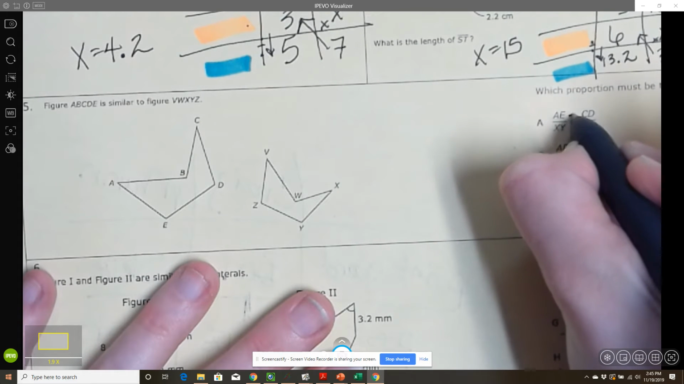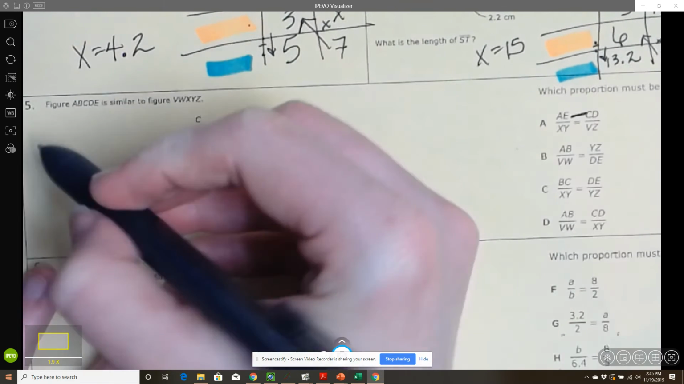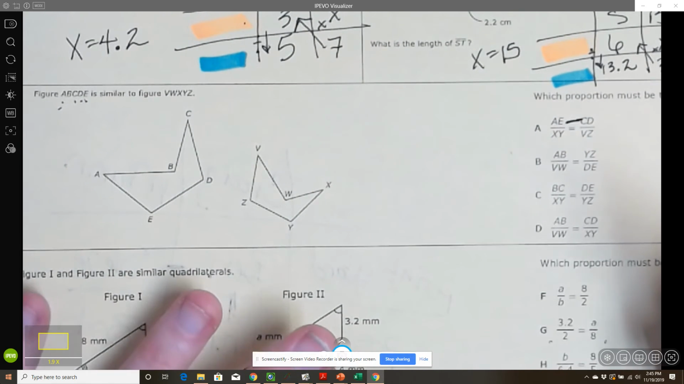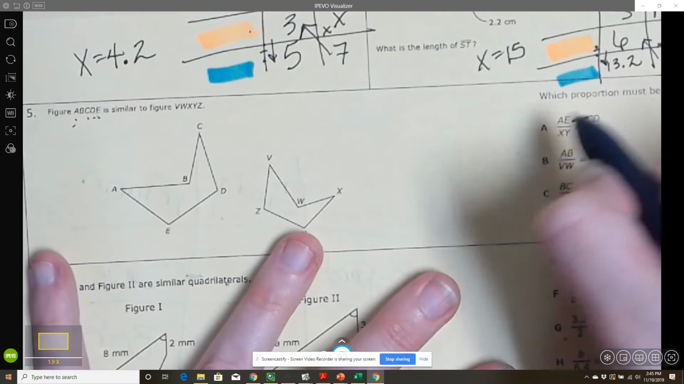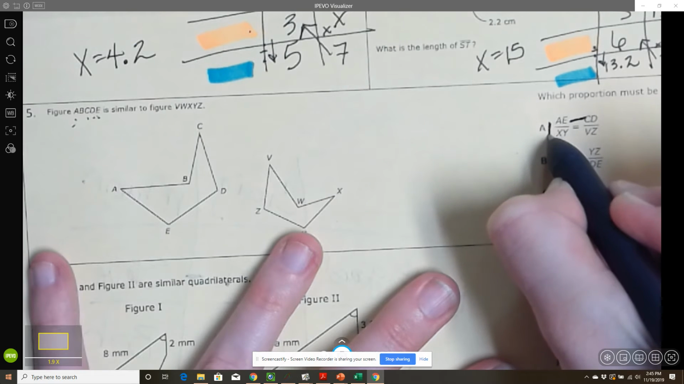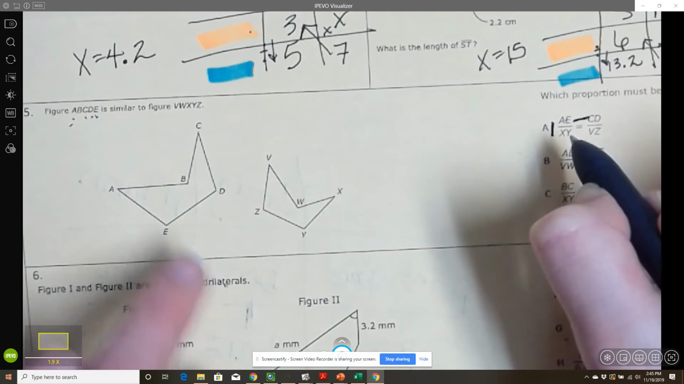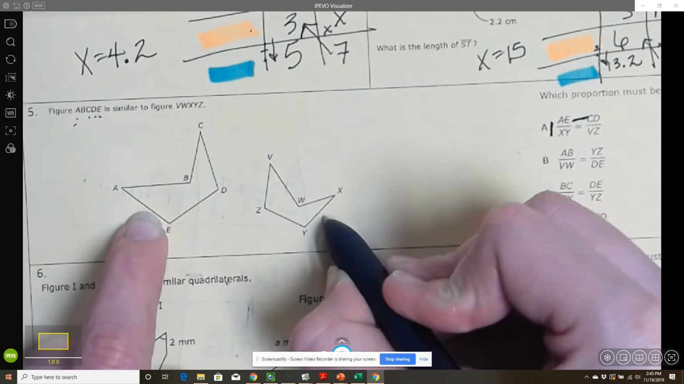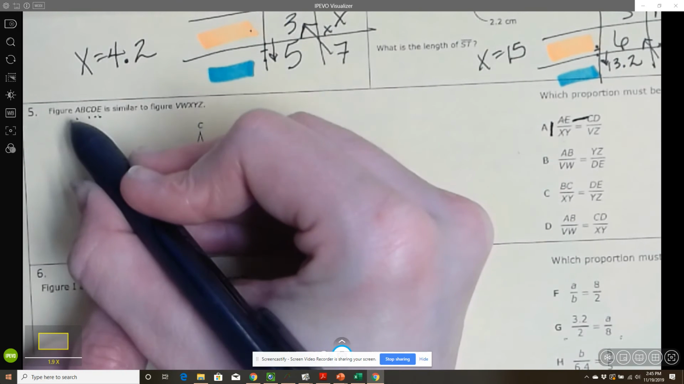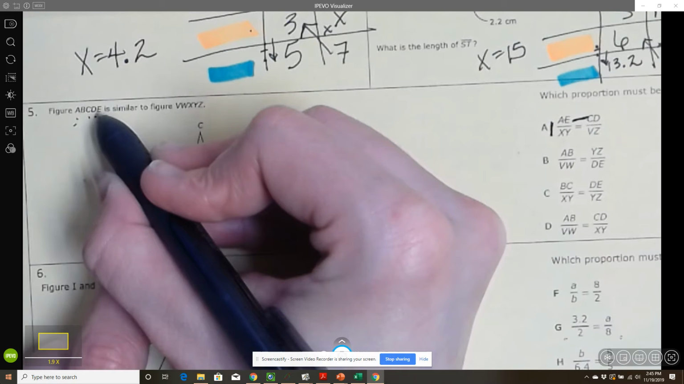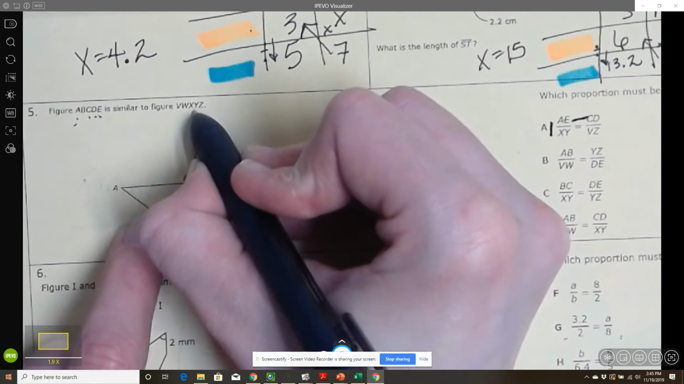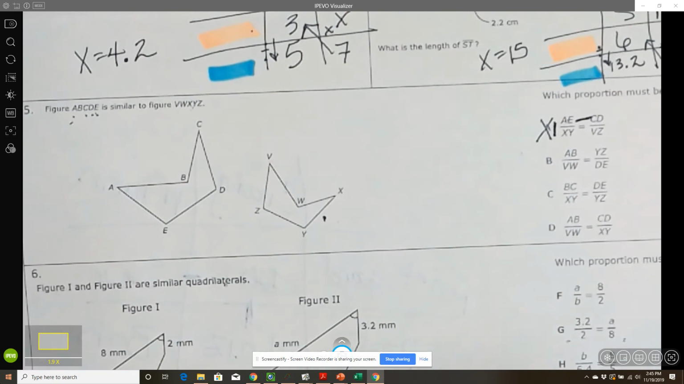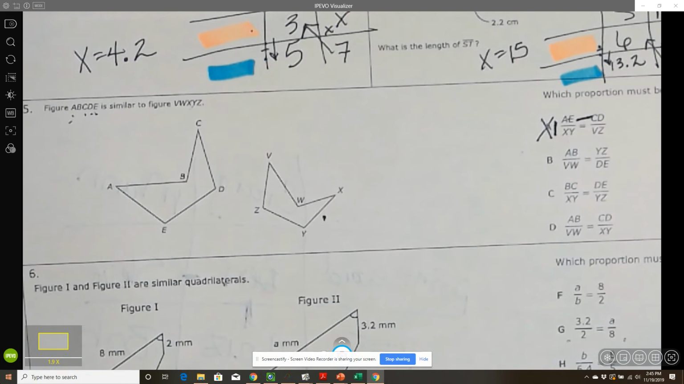So AE and CD, they're related because they're on the same figure, ABCD. So if AE and CD are on the same team, that means these two, AE and XY, have to be in the same position. Well, they're not. A and E are the first and the last. X and Y are somewhere here in the middle. So those two things are not related. That proportion cannot be true.